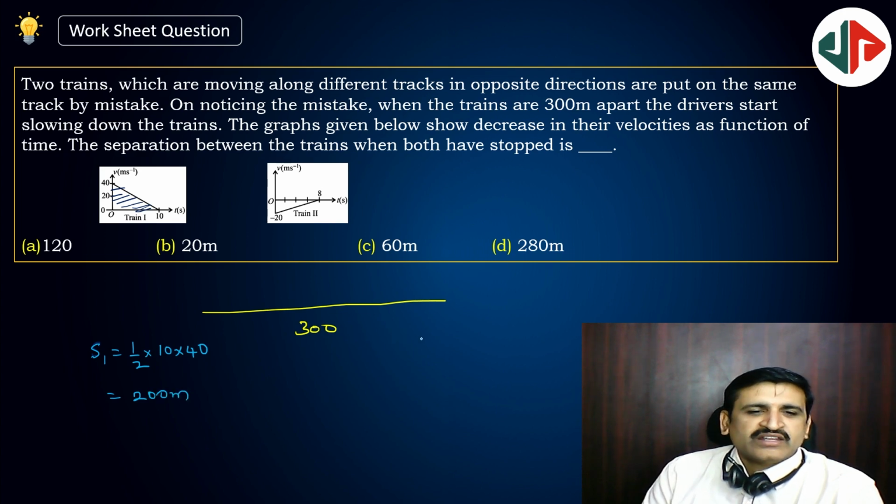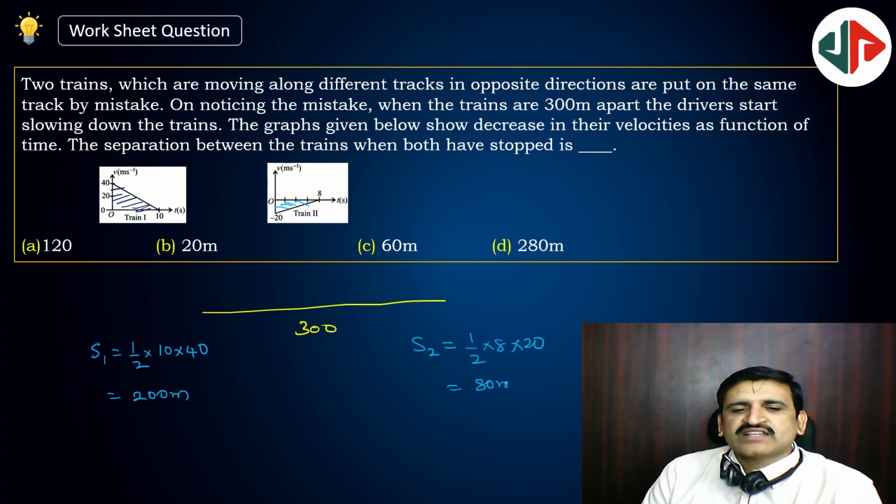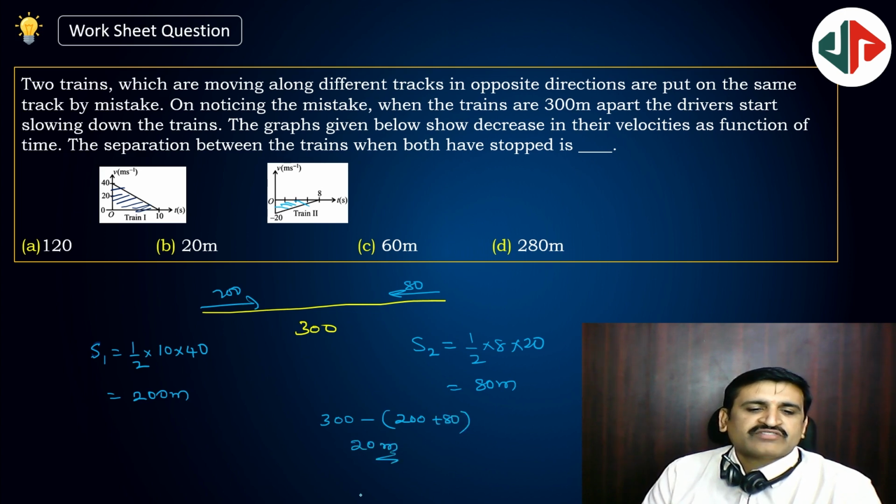Similarly, the distance traveled by the second one is this area. This area is half base 8 into height 20, magnitude is enough, 10 times. So 80 meters it has covered. This has covered 200 meters. So total 280 meters they covered. What is being asked? The separation between the trains when both have stopped: 300 minus 200 plus 80. So how much is it? 20 meters is left out.